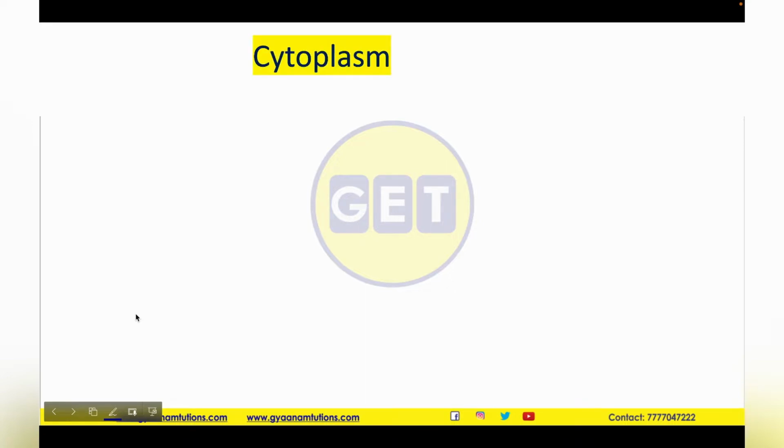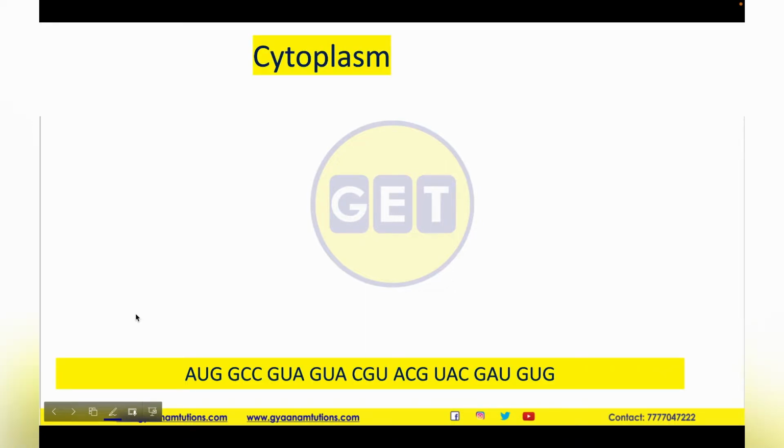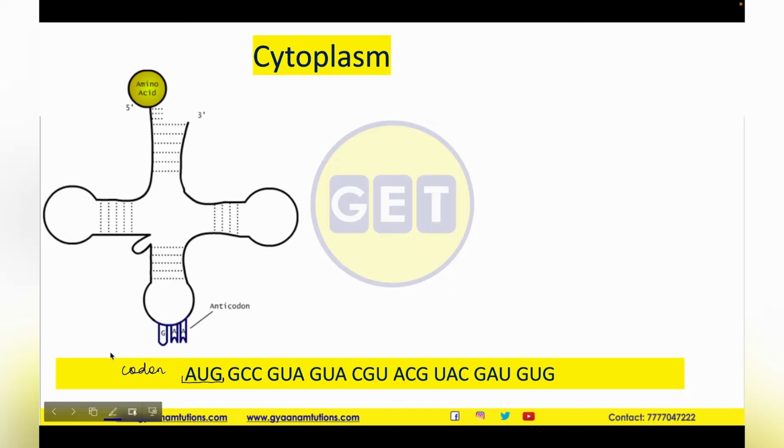So we are in the cytoplasm, and we have the mRNA sequence in front of us. The bases now are going to form groups of 3, and each is known as a codon. Now for each and every codon we are going to have an anticodon which is going to be brought by the tRNA. This is the second type of RNA being utilized over here.